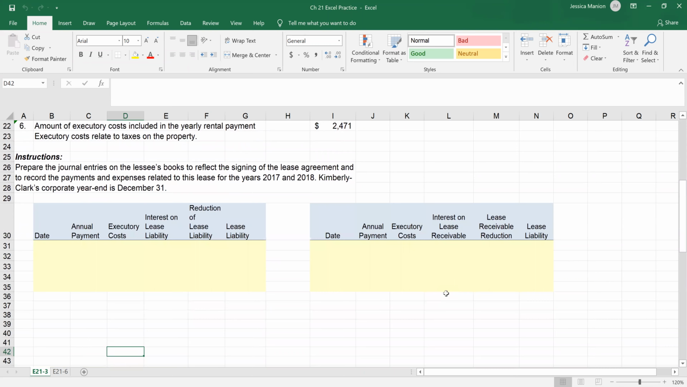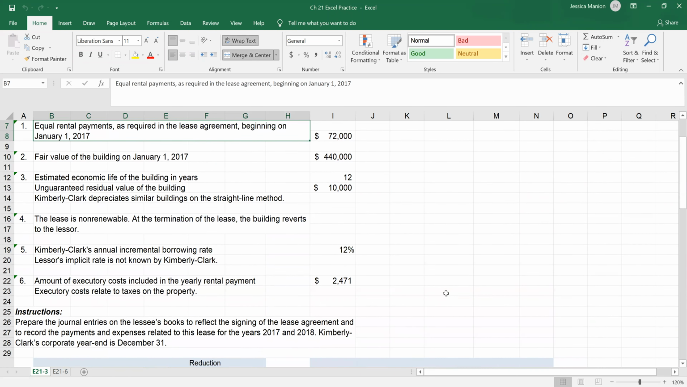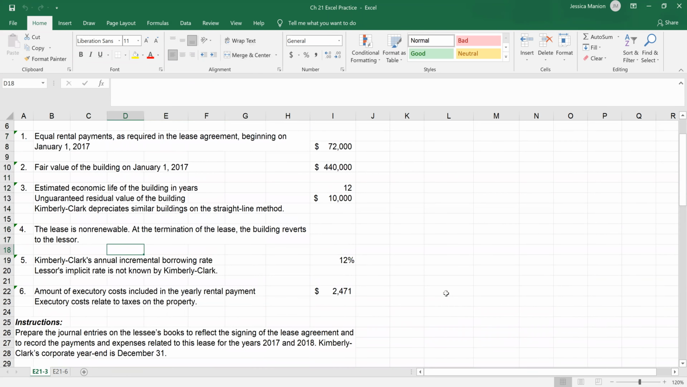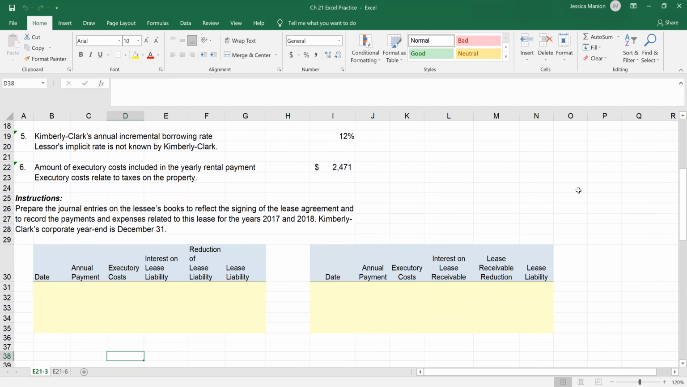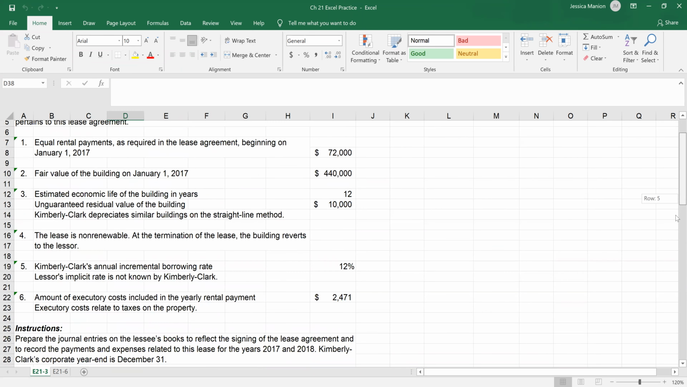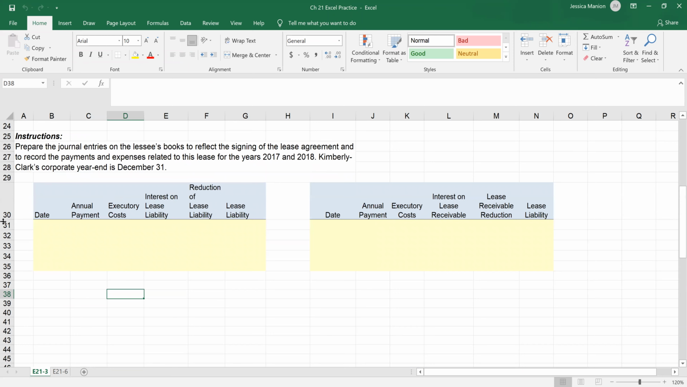So what I want to do is fill out the schedule first. And once we get the schedule filled out, then we can do our journal entries from there. When we're thinking about the leasee first, this is the leasee's amortization schedule that we're looking at, because it has the lease liability.